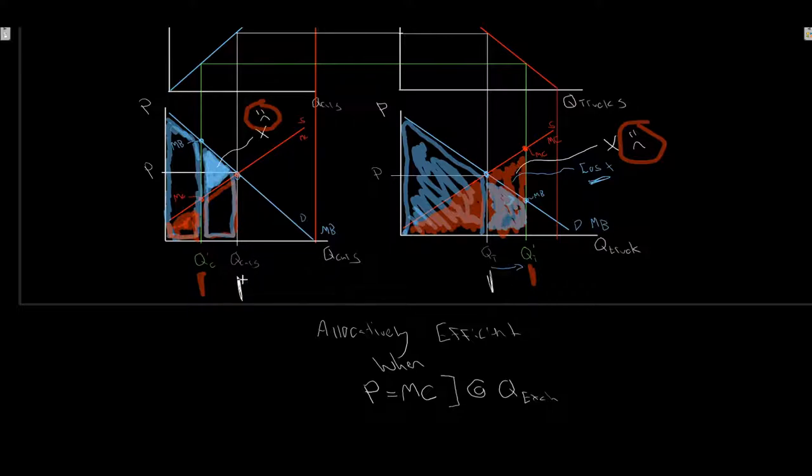So if we go back to this example here, at quantity cars, boom, there's my marginal cost, boom, there's my price. Marginal cost equals price. Over in this case here, at my initial quantity exchanged, boom, right there, there's my marginal cost. We have allocative efficiency right at equilibrium. But what happened when we deviated? What happened when we went down there? What happened when we went up in trucks?